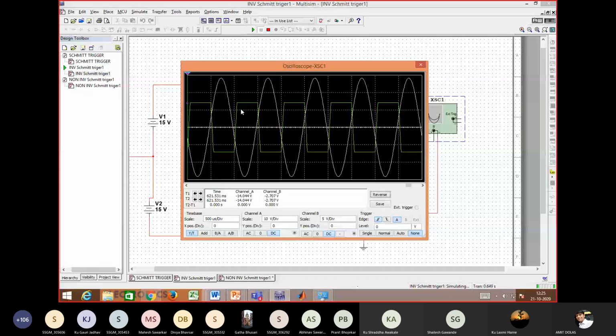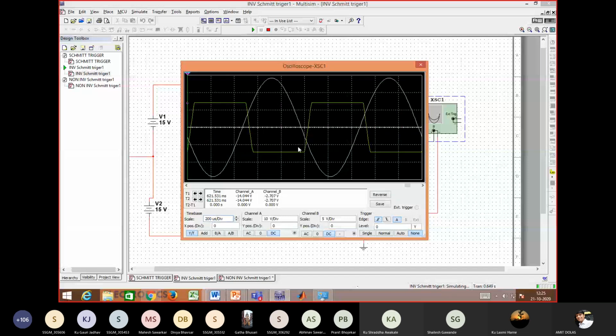Are you able to see the Multisim CRO is there? Yes, oscilloscope sir. Yes, XC1, sir. Okay. The white color is the sinusoidal waveform, and the other color is the square waveform, which is the output. Simultaneously we are able to see that. I'll change the time scale so that one waveform will be visible very clearly.